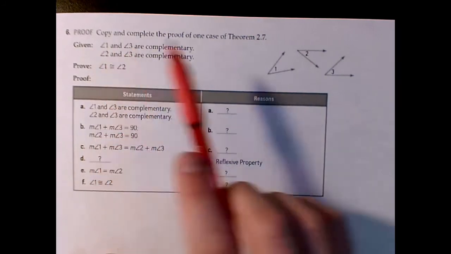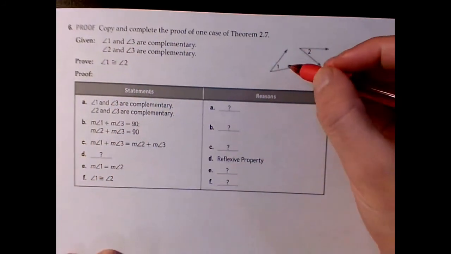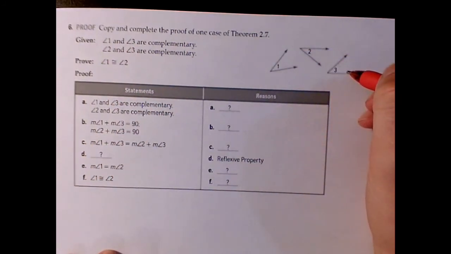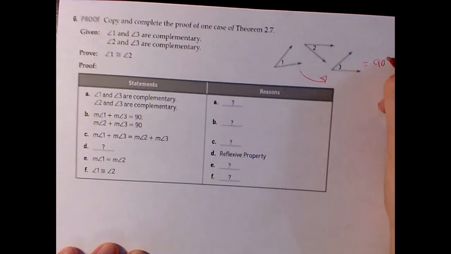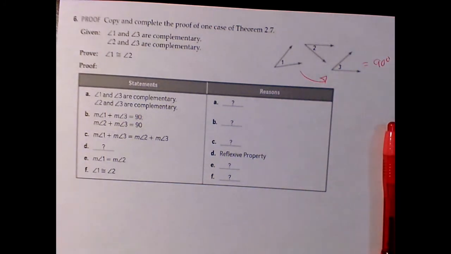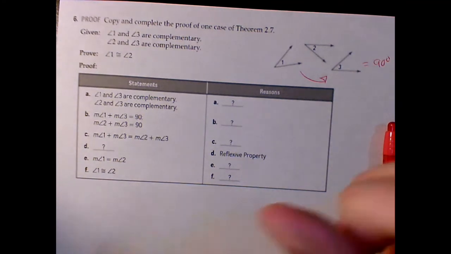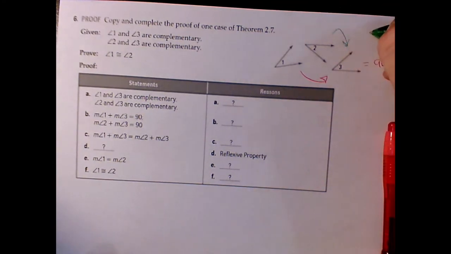Angle 1 and angle 3 are complementary, which means angle 1 and angle 3 add up to 90 degrees. That's good. So these two are 90. I'm just going to write that off to the side. That's my rough draft, so to speak. We also are given that 2 and 3 are 90 degrees.